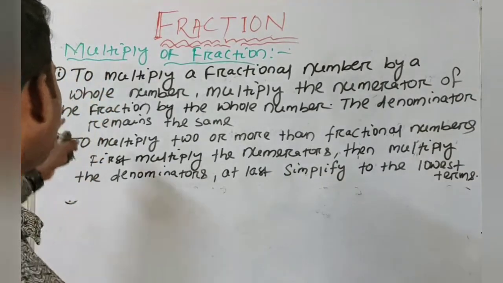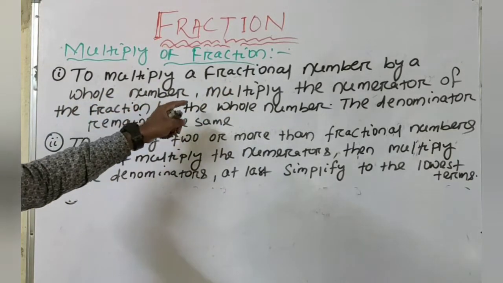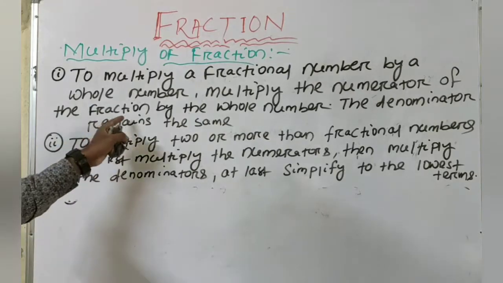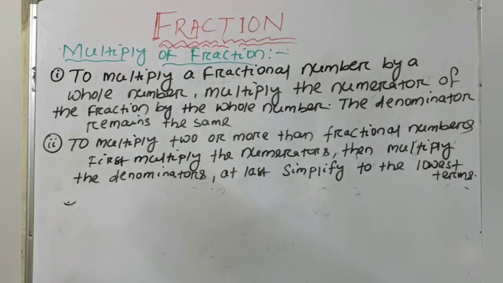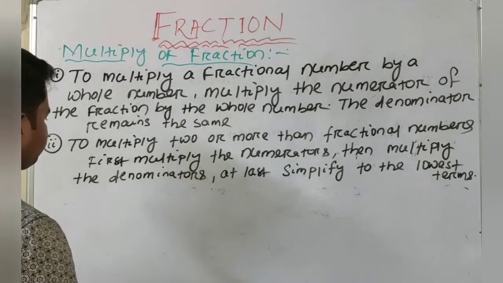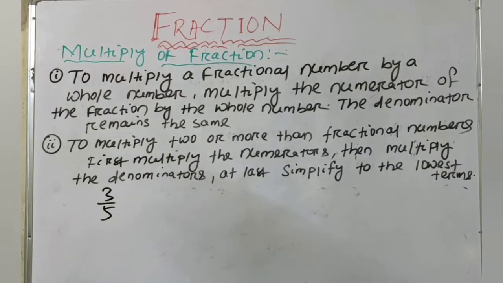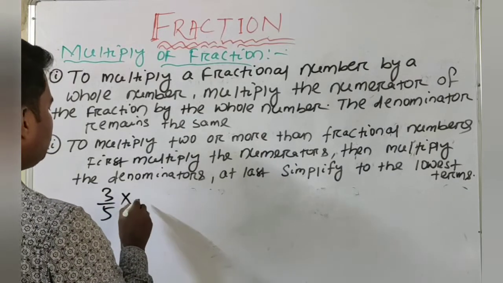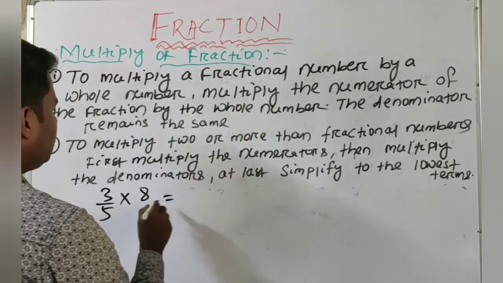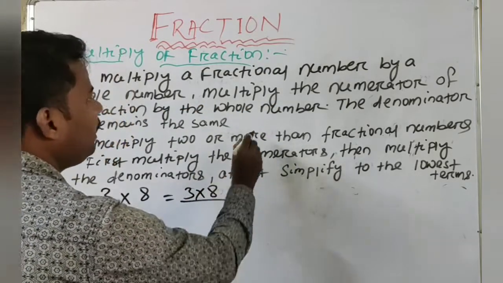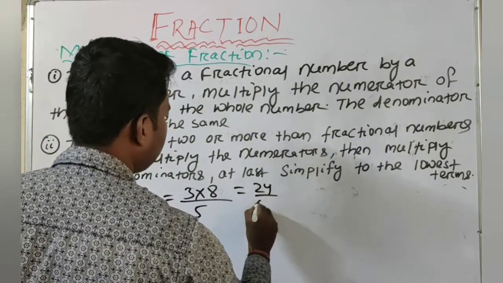Next we'll know how to multiply a fraction. To multiply a fractional number by a whole number, multiply the numerator of the fraction by the whole number. The denominator remains the same. We'll take some examples. Suppose 3 by 5 is a fractional number and we will multiply with a whole number, suppose 8. Then how will we multiply? Multiply the numerator. That means we will multiply 3 into 8 and the denominator remains the same. It will be 24 by 5.